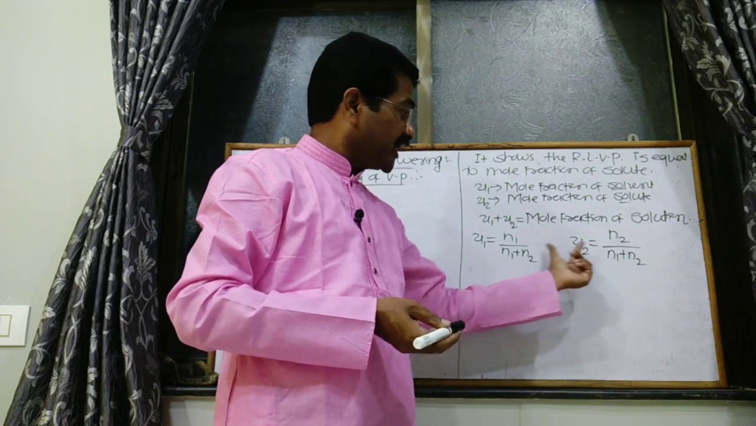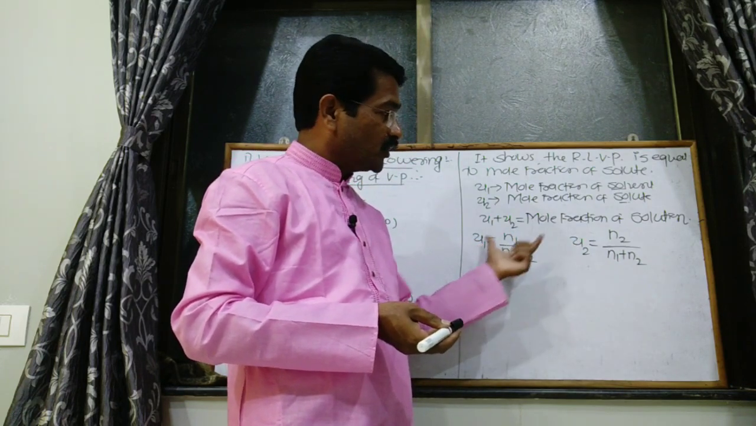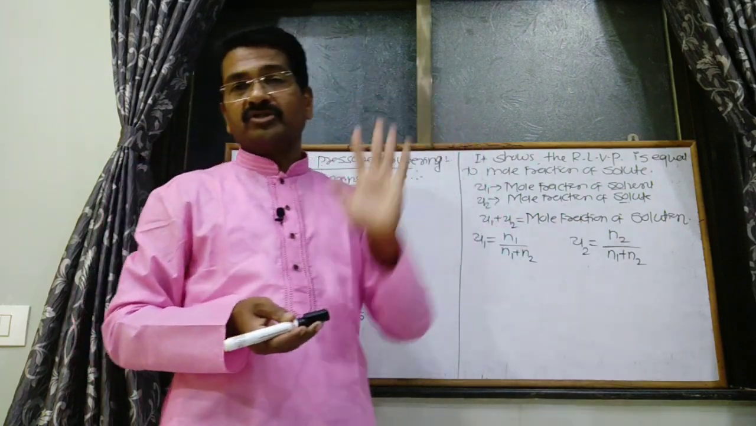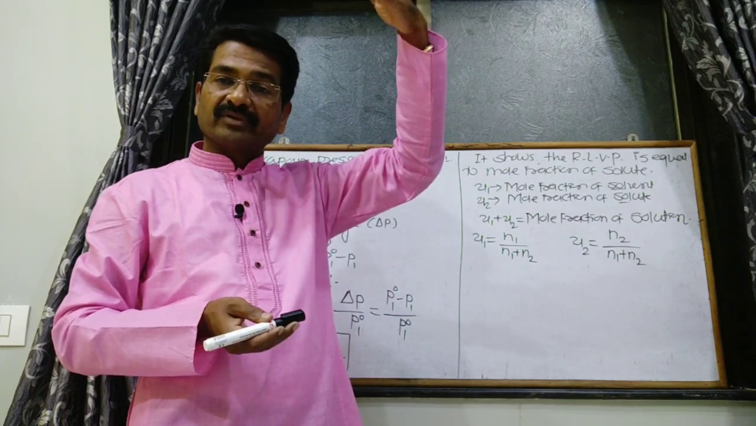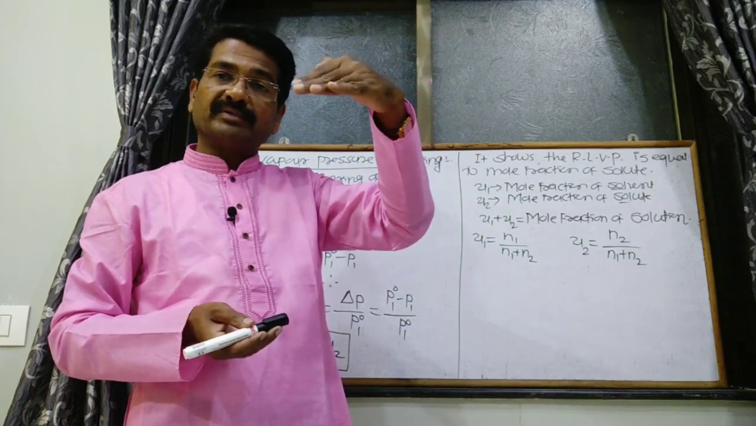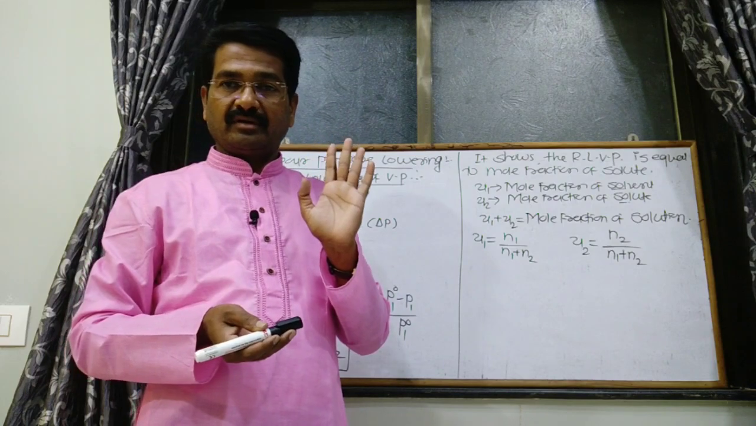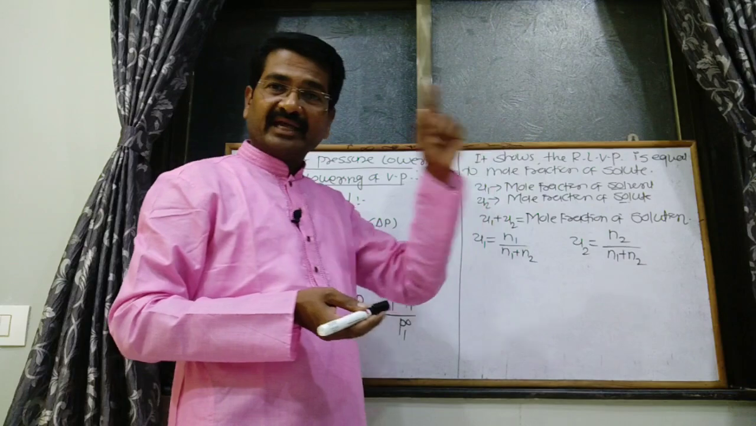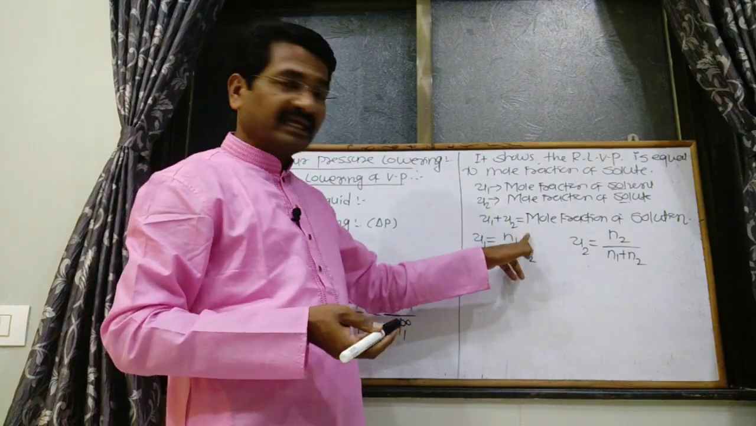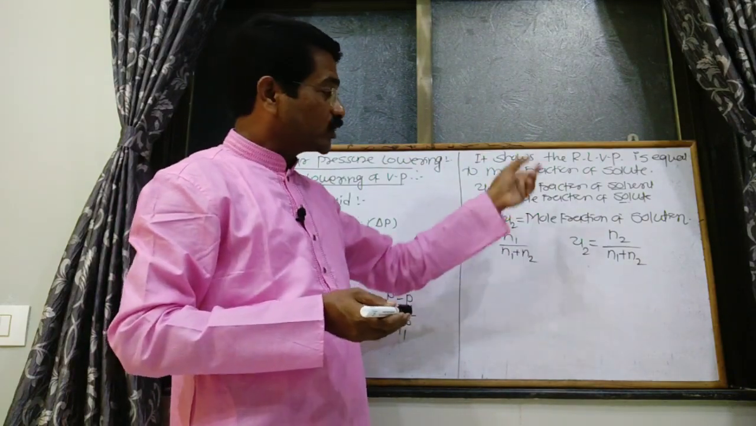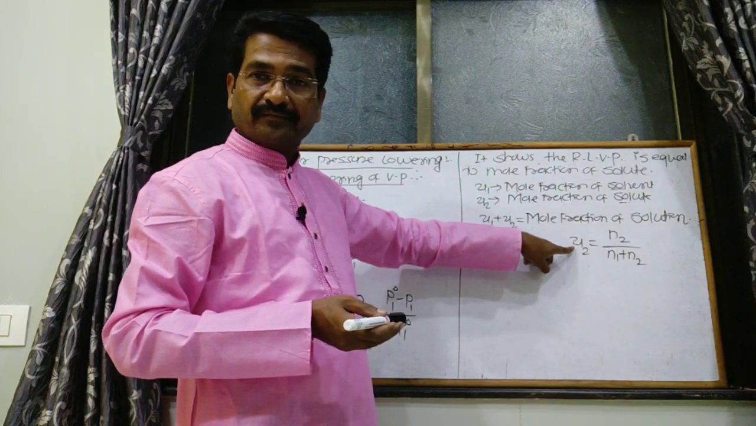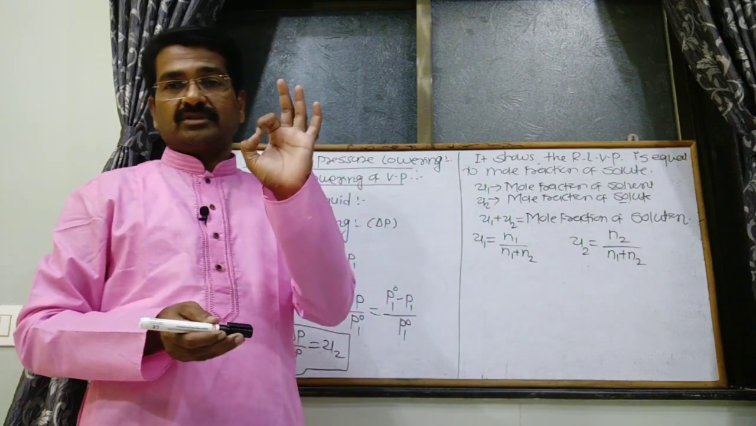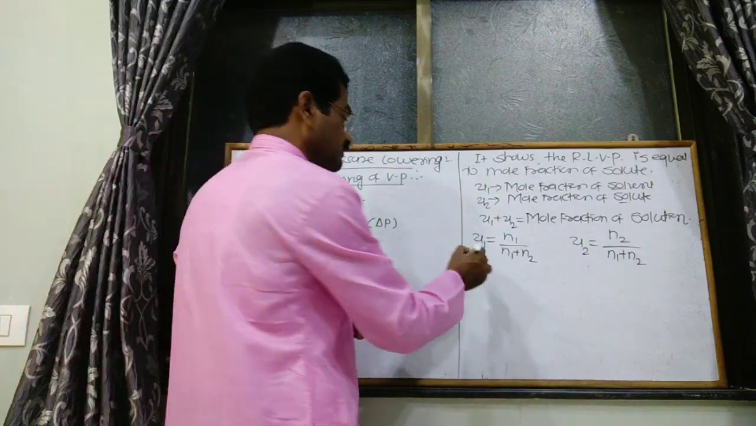For calculating the mole fraction of either solute or solvent, we require in the denominator the total number of moles of that solution. But in the numerator, we take the number of moles of the component being calculated. The component may be solvent or solute. Whenever you calculate for the solvent, take N1, the number of moles of solvent, and for the solute, take in the numerator the number of moles of solute. Okay?